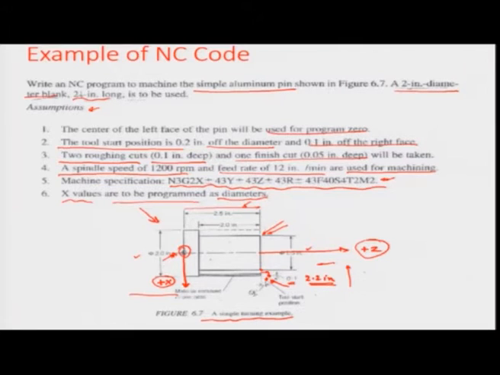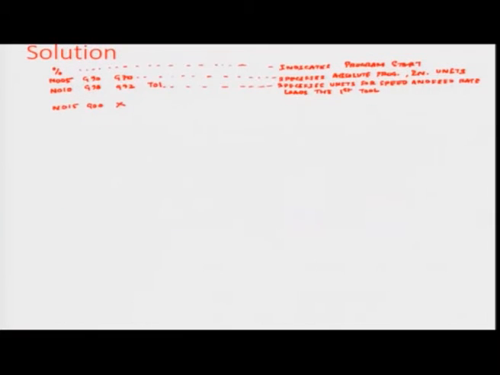So, it is 2.6 inches, okay, along the positive z direction, and we are going to write this here as X2200 Z2600 F0, okay. And this corresponds to the rapid positioning of the tool to the tool start position.